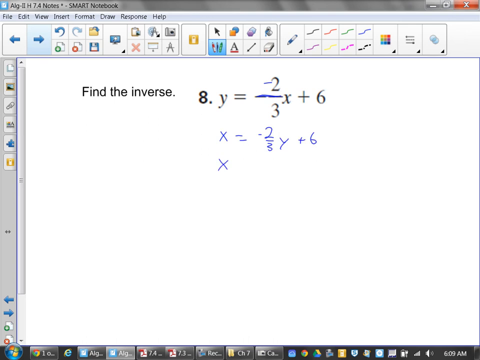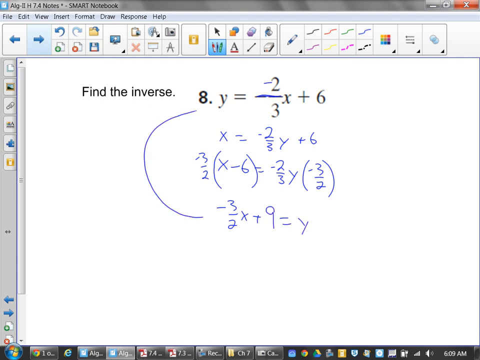Subtract the 6. And then to undo multiplying by a fraction, you multiply by its reciprocal. So you have -3/2 x plus, let's see, the 18 over 2, 9, and therefore that's its inverse.